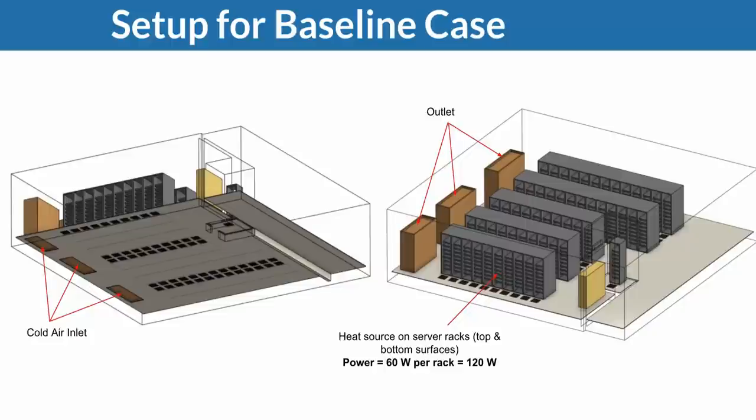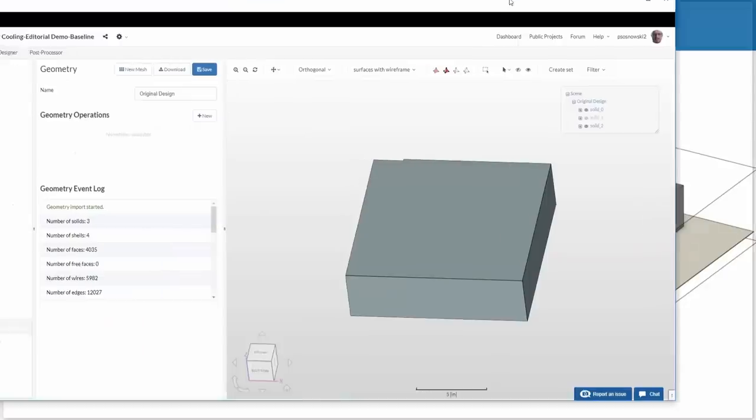So we have the cold inlets in the bottom that are pushing the air downwards into below the floor. Then for each rack, we'll have 60 watts of power supplied through the top plate of the server, making it 120 watts for each and every one of these slots that you can see on the screen. Okay, let's jump to the platform.